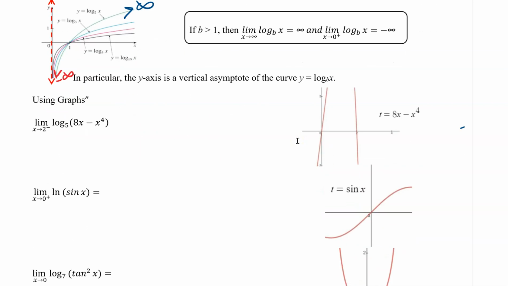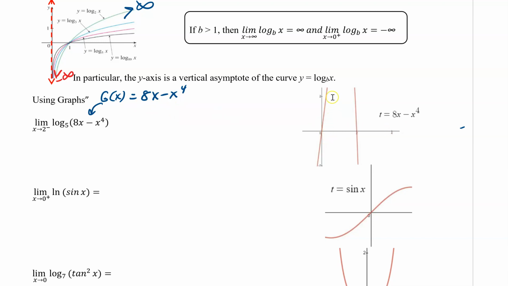Okay, so let's try one. So here you can see that inside has been changed to some other function. And so these are basically composite functions. You have some g of x sitting here that we're plugging into our logarithm. So we're going to take that function out, and we're actually going to call it t. T equals 8x minus 4. And then we're going to graph it.